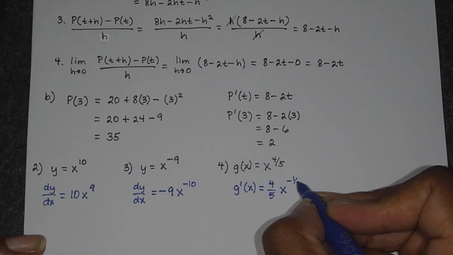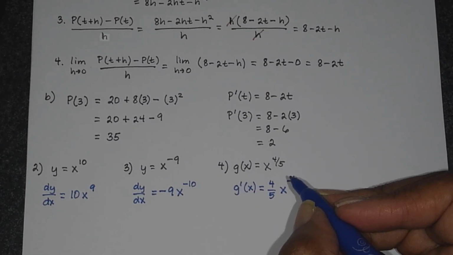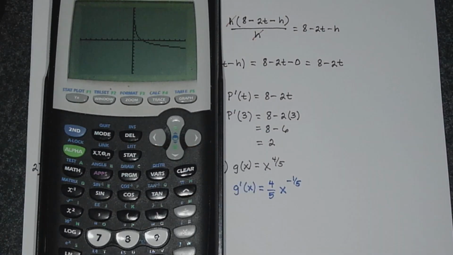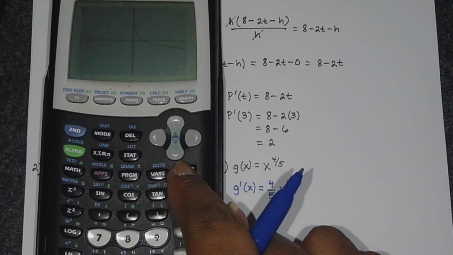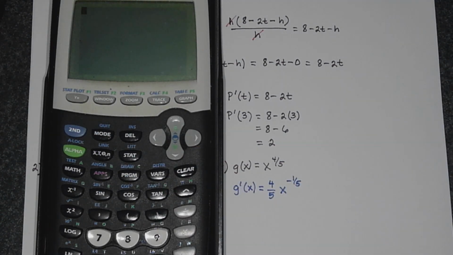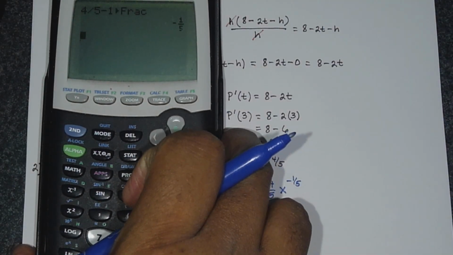Negative 1/5. Okay, and if that was hard for you, you can do this in the calculator by doing 4 divided by 5, then minus 1. Press the math key and number 1 for fraction. That would give you the negative 1/5.